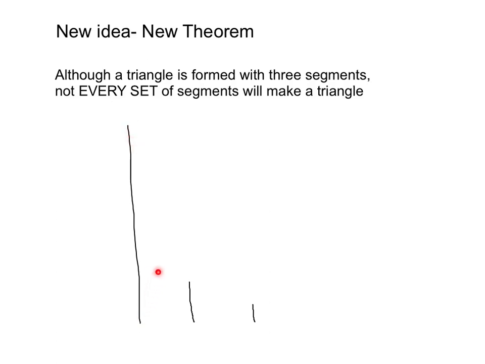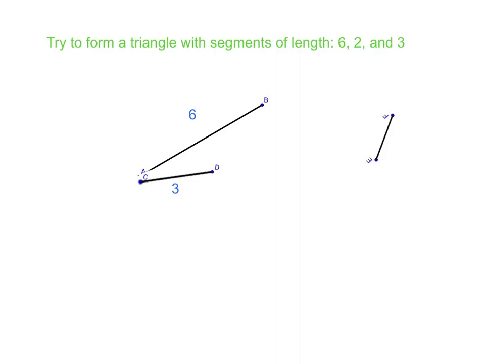A triangle does have to have closed sides, so these three segments would never form a triangle. Maybe a more concrete example. We're going to try to form a triangle with lengths 6, 2, and 3. We have a segment of length 6, a segment of length 3, and this one will be the 2. So I'm going to move this 2 over. And as you can see, the 3 and the 2 don't touch.